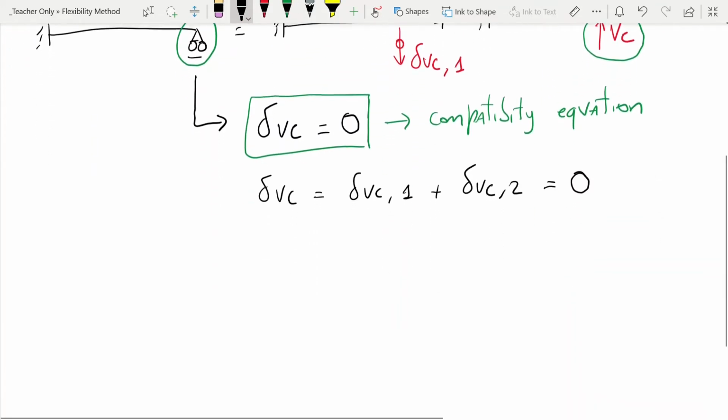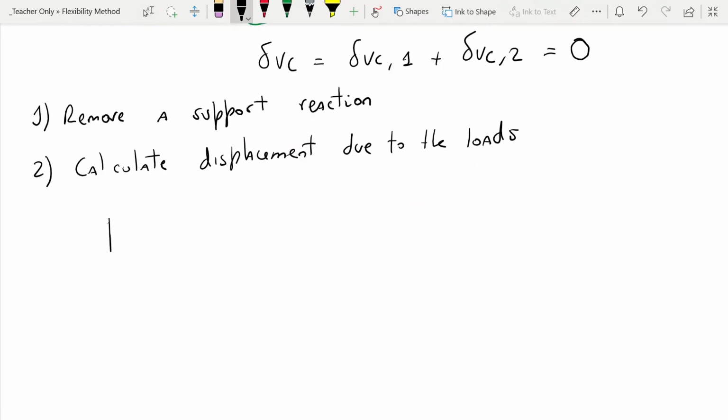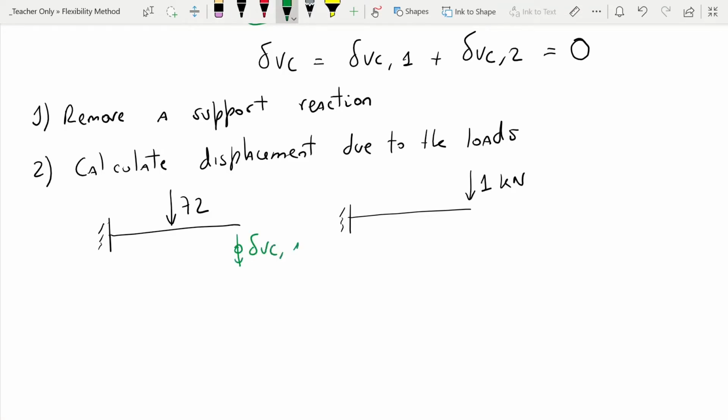So if we think about this in terms of steps, our first step is to remove a reaction. And then our second step is to calculate the displacement due to the loads. So if we want to calculate the displacement due to the loads in the position where the support is to be, this is our real structure. And we can use unit load method, so we can use a virtual structure that has a load of 1 in the direction of the displacement that we try to calculate. And again, remember, we're trying to figure out this vertical displacement at C for structure 1.